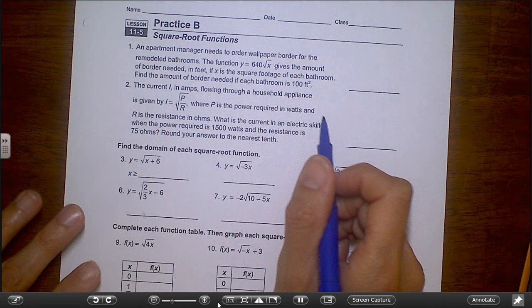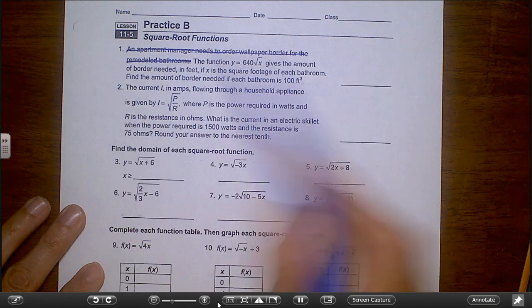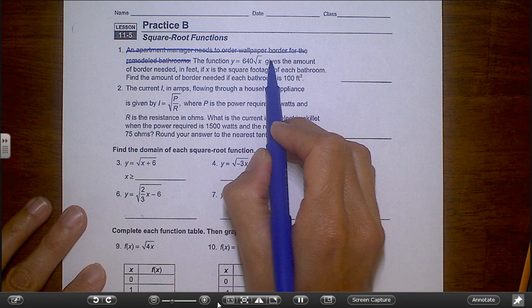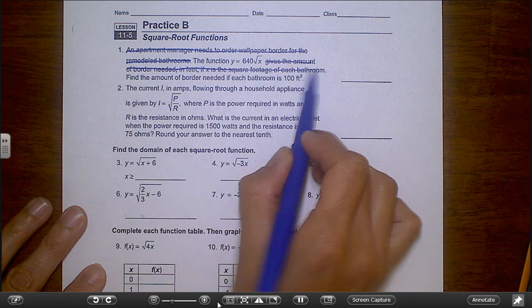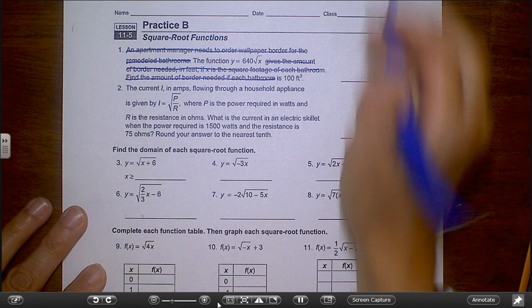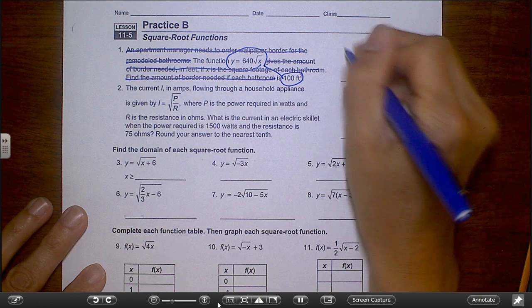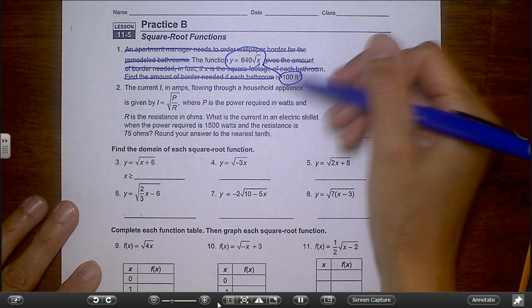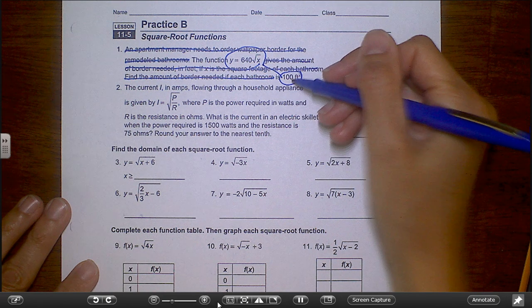Okay, there's so much information here that you don't need. We actually don't care that it's wallpaper and stuff. I need this and I need that. So all this is telling me is that x is the square footage, and the square footage is 100 feet squared.